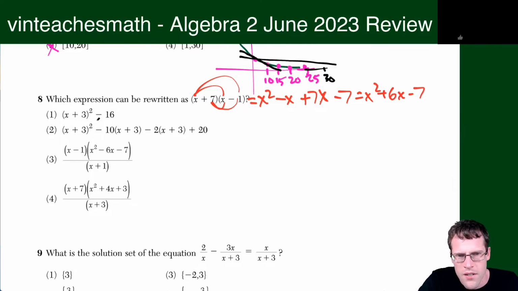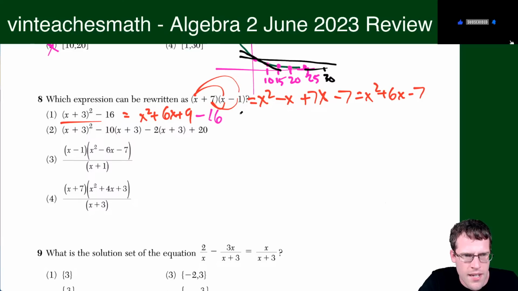And then these, you just expand, and let's see which one matches. So this one is x squared plus 6x plus 9 when we expand this. But then we just have a minus 16. Okay, so minus 16 like that. And this is going to work out to x squared plus 6x minus 7. Yeah, this one matches. Choice 1.